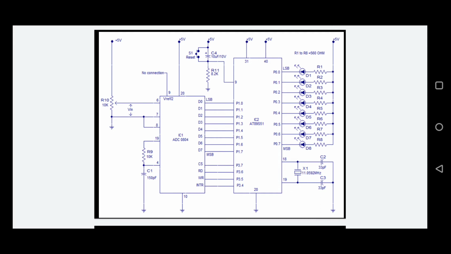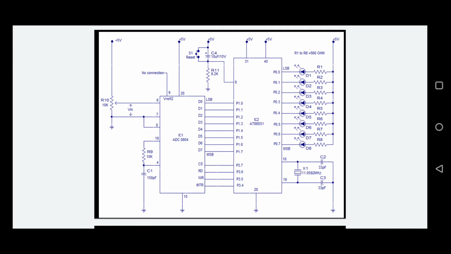So the data out pins are D0 to D7. See the ADC diagram. The D0 to D7 of the ADC are connected to the port pins P1.0 to P1.7. So the data output pins are connected to the 8051 microcontroller by using port 1.0 to port 1.7 pins. And here the LEDs, right? On the right hand side, the LEDs D1 to D8.